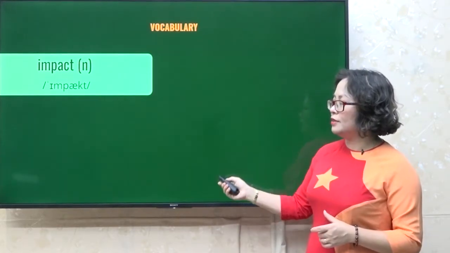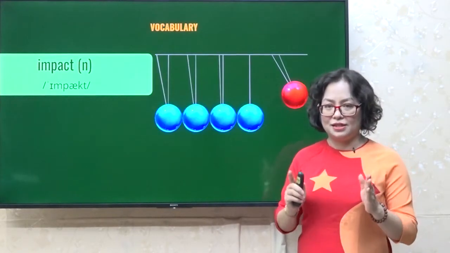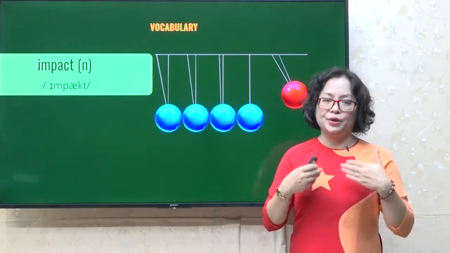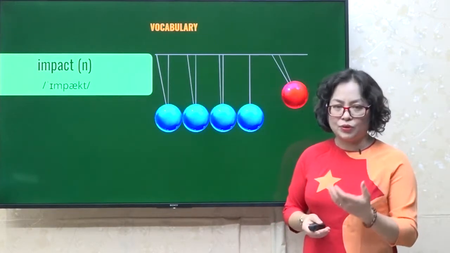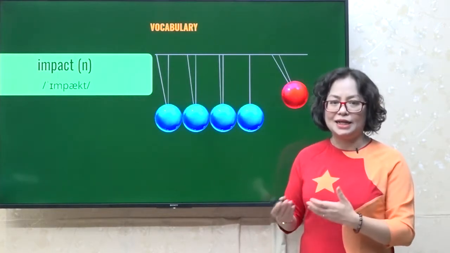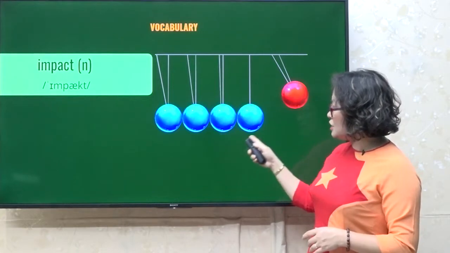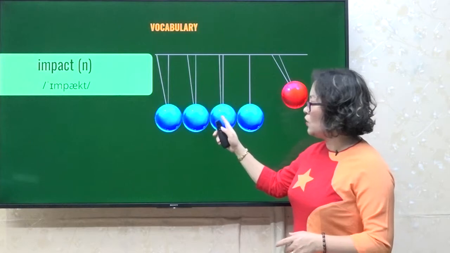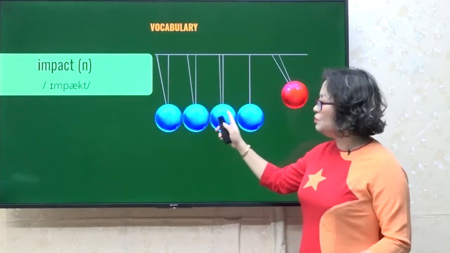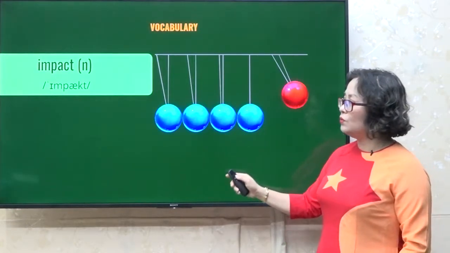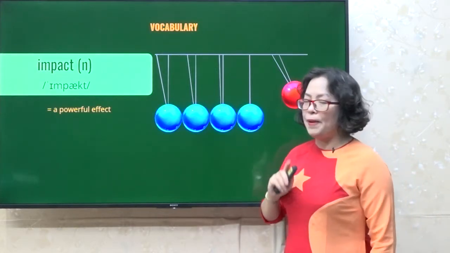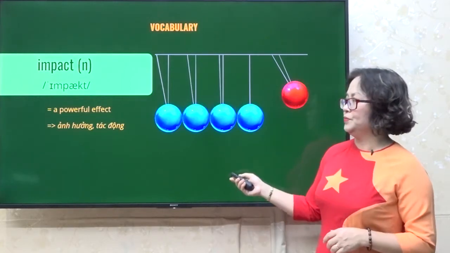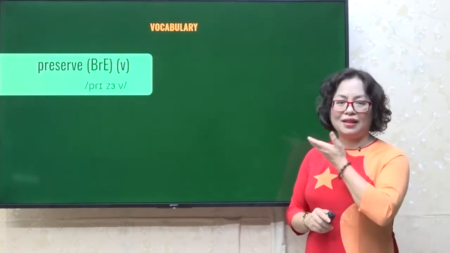We have another word, impact. Remember that the ending sound is very important when you learn the word in English. Now, as you can see here, the red ball has impact on the blue balls here. So, impact, that means a powerful impact. It means ảnh hưởng or tác động. Let's come to the last word.